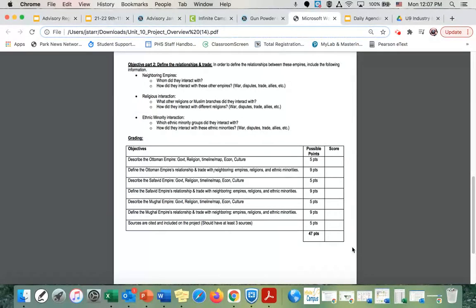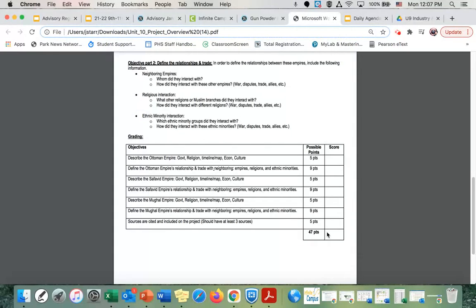And you can see the grading there when we look at it. So it's worth 47 points total. It is a summative project. This goes right into your summative grade. It's like taking an exam. All right. So again, you've got the breakdown for your points right there as well.